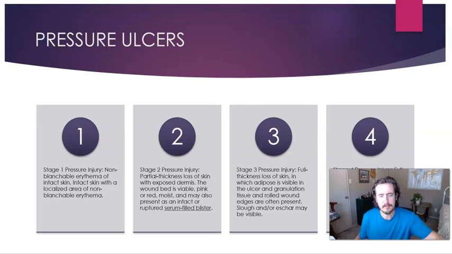However, it is important to understand when there's a problem. Non-blanchable erythema, yeah, that's a stage 1. Stage 4, you know what a stage 4 is. You can see right in, you can see the fascia, you can see the muscle and tendons. In between the two, there's stage 2 and 3.